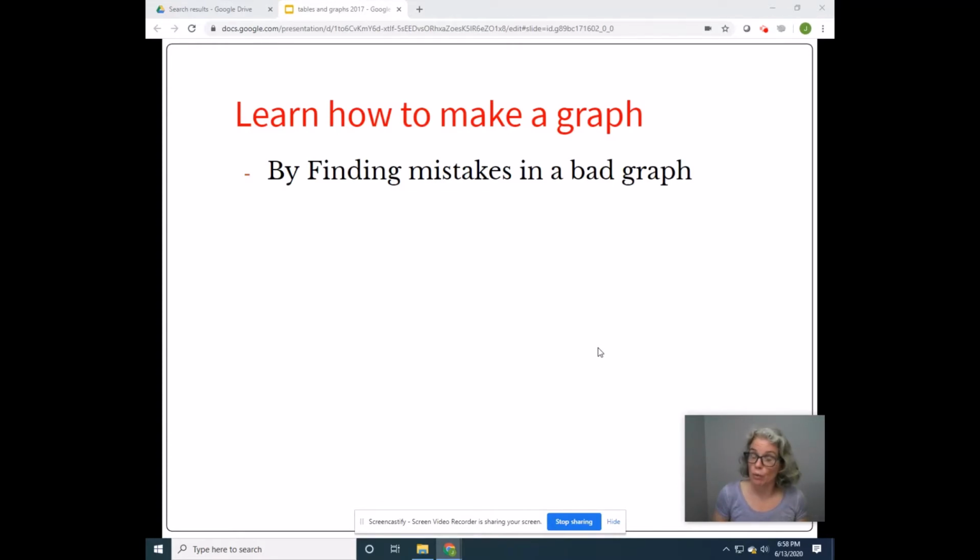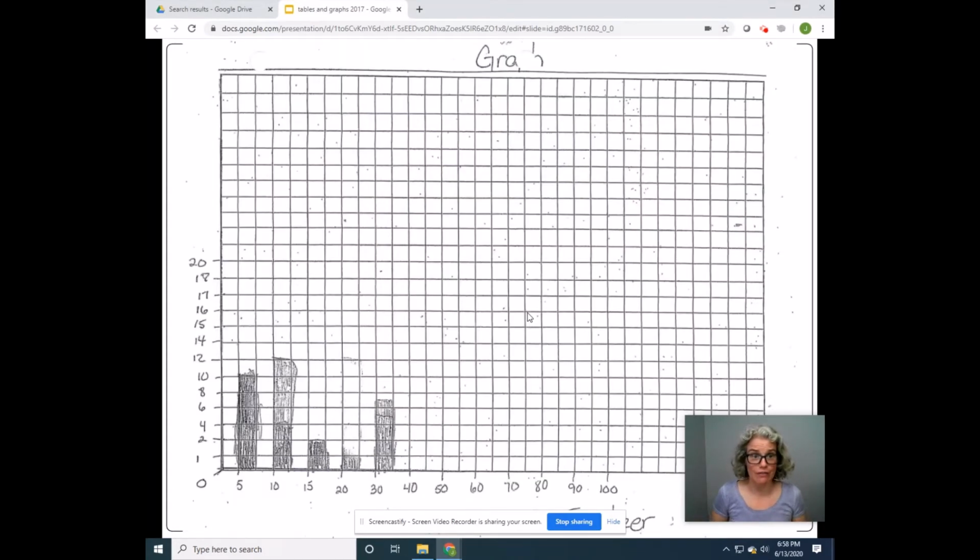My goal is that after you've done this exercise, you will be better at identifying problems when you make a graph. What are some things that are not well done on this graph, and what could I do differently? So let's go ahead and look at this graph.